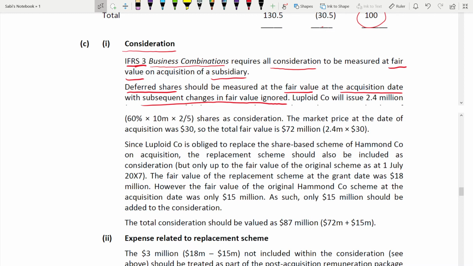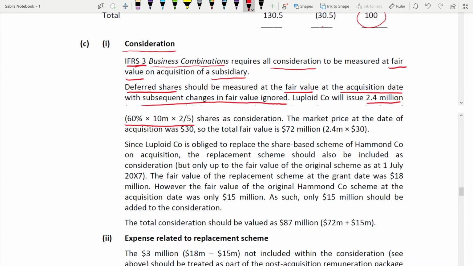How much is the company going to issue? 2.4 million shares as consideration. How do you know it's 2.4 million? The calculation is here, right next to it. Make a habit of presenting your answer like this. When you're giving the answer 2.4 million, right next to it, your working has to be there.